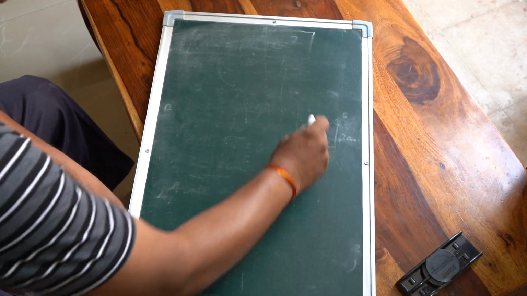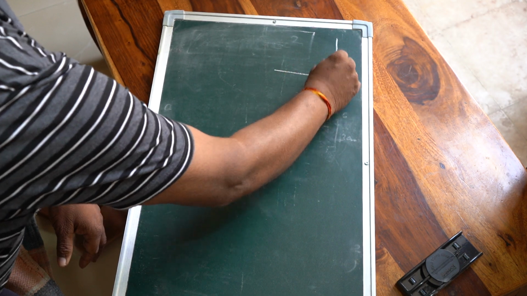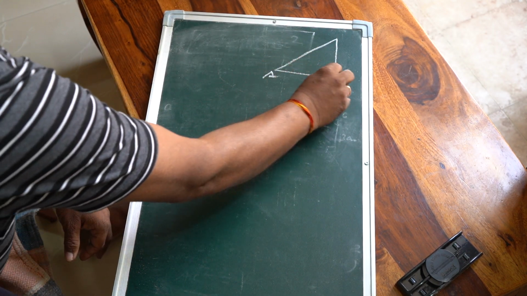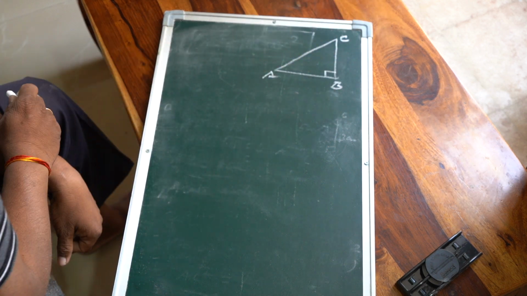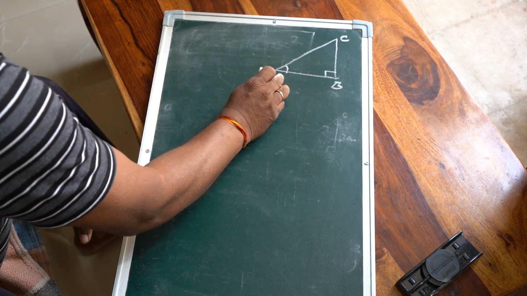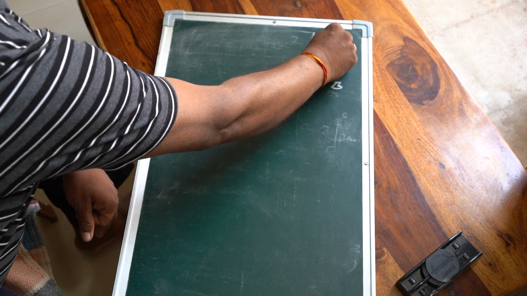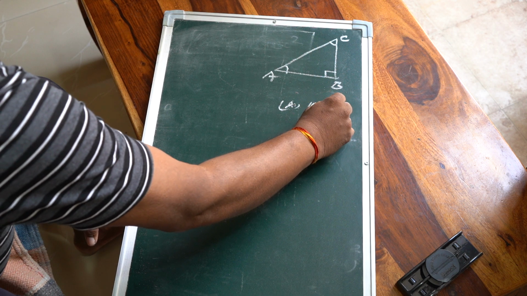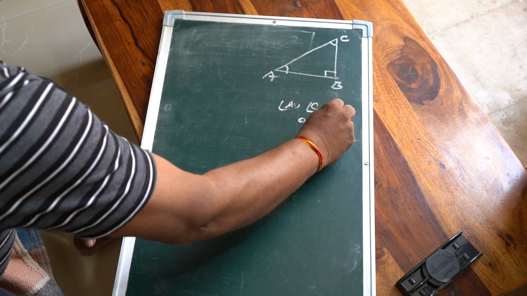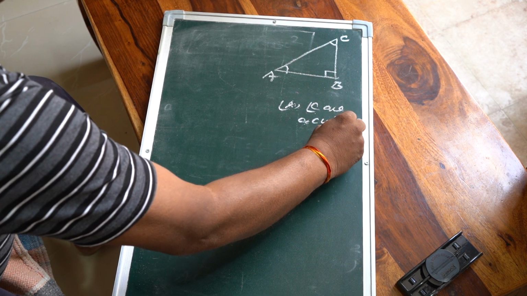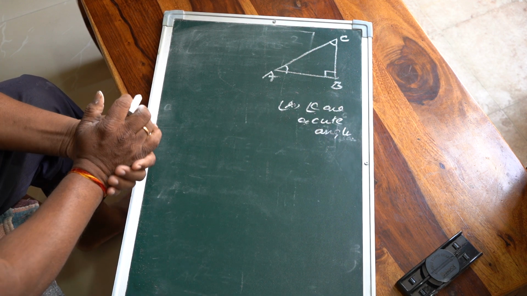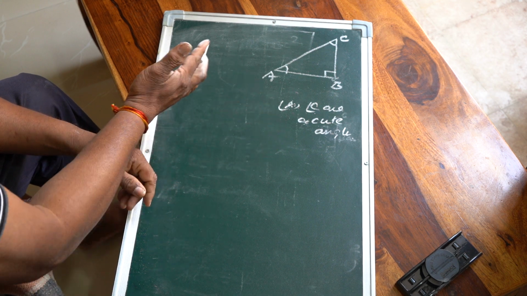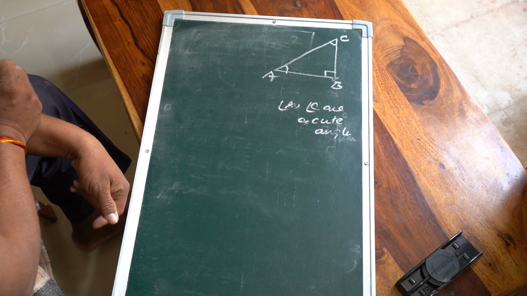The ratios are defined on a triangle. This is a right-angled triangle ABC, right angle at B. Angles A and C are acute angles. Since B is a right angle, it is a right-angled triangle, so we can use the Pythagoras theorem.